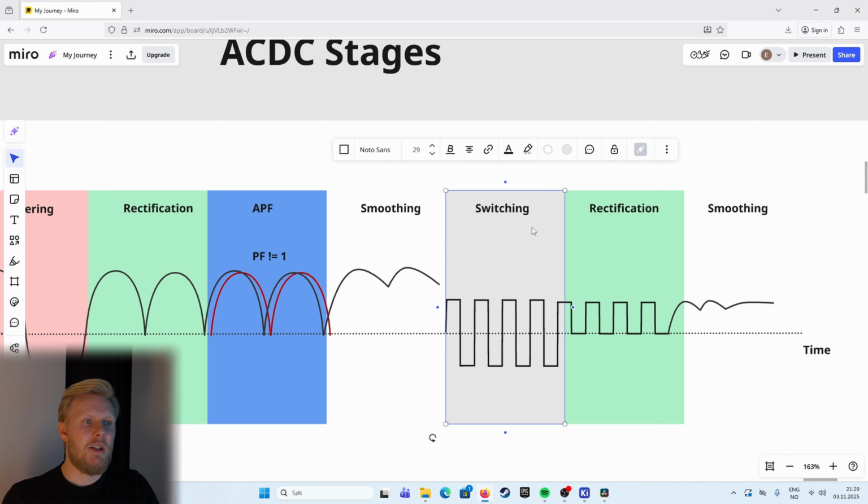Then it goes through a switching stage, which is essentially the MOSFET, which switches the current in the transformer so that the magnetic field expands and collapses accordingly, making sure we can transfer that energy from the primary side to the secondary side.